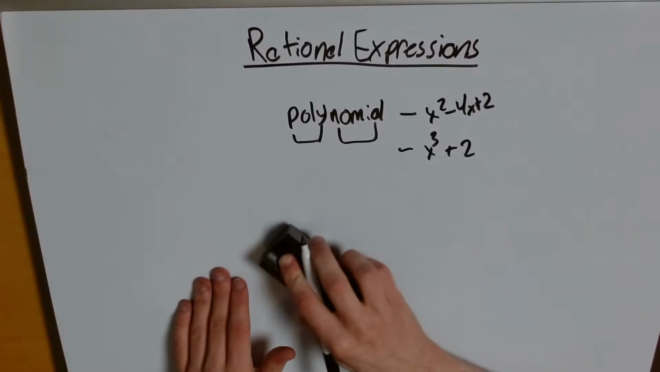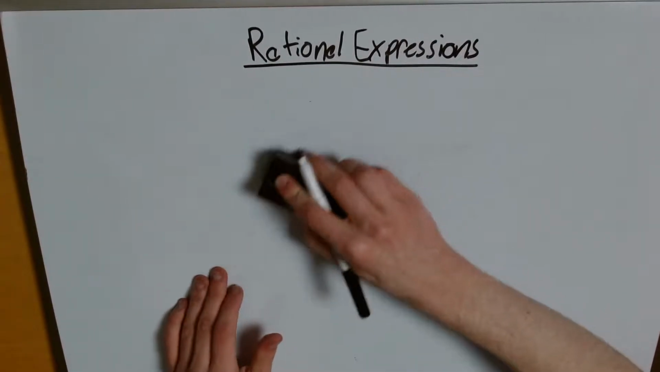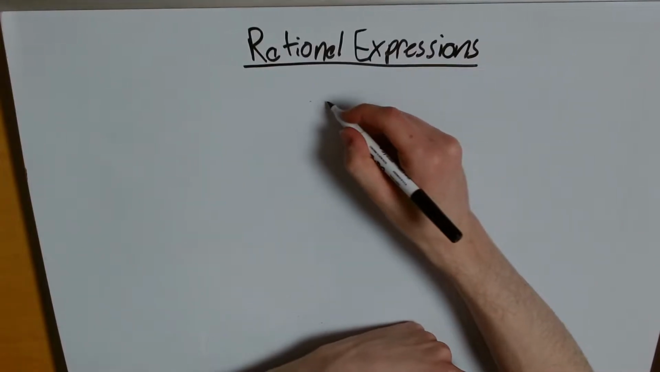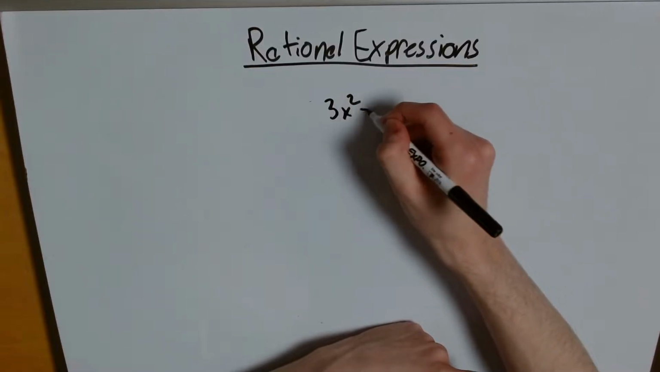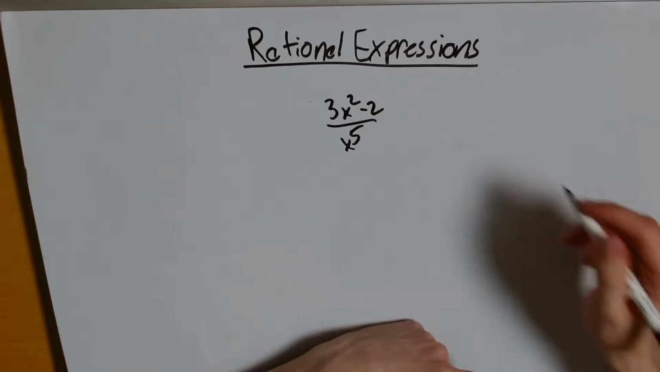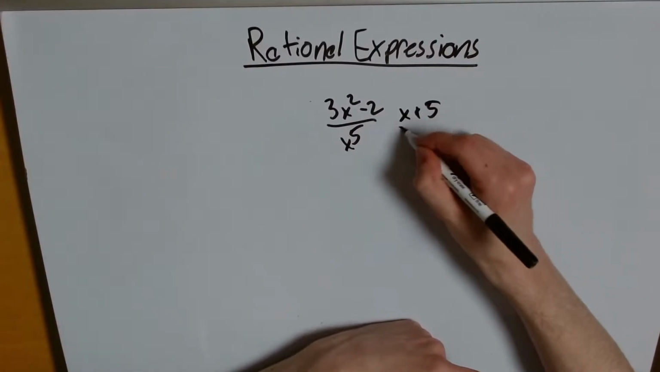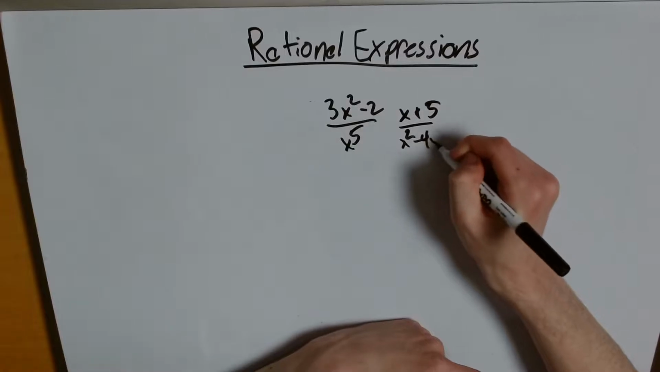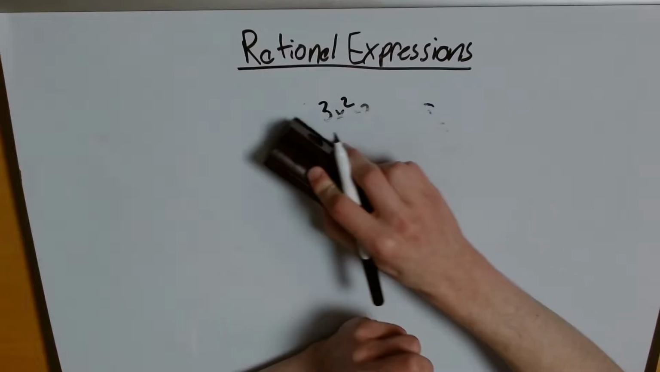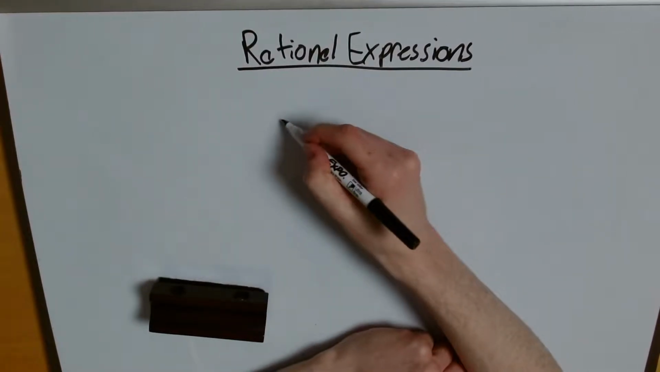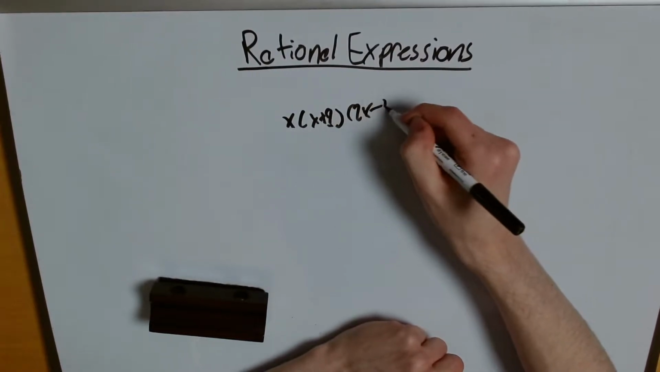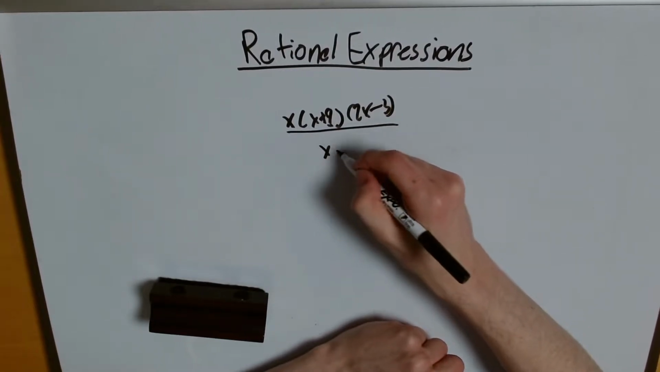A rational expression, then, it's just the division of two polynomials. So we could have a rational expression of 3x squared minus 2 over x to the 5. Or we could have a rational expression of x plus 5 over x squared minus 4x plus 4. Or, if we want to go even more complicated, we could have something like x times x plus 1 times 2x minus 3 over x minus 6.